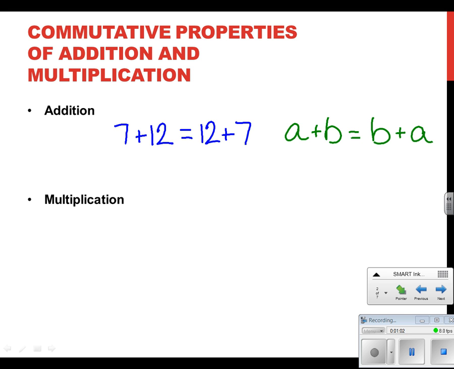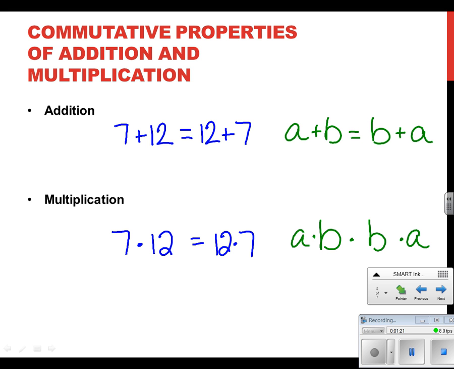The same is true for multiplication. For example, using arithmetic, 7 times 12, that's the same as 12 times 7. Using algebra, A times B is the same as B times A. So the commutative property is telling us that the order for addition and multiplication doesn't matter.